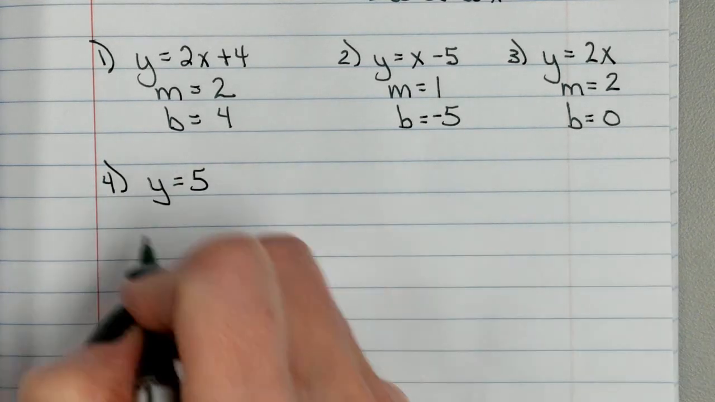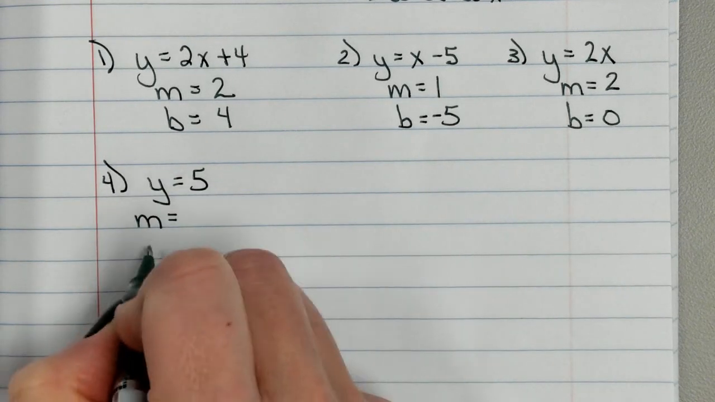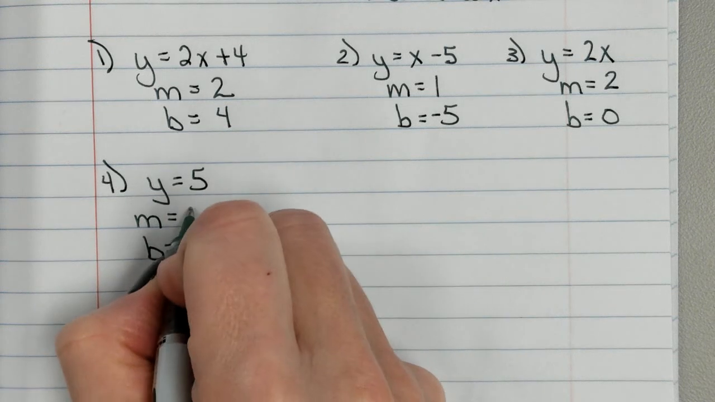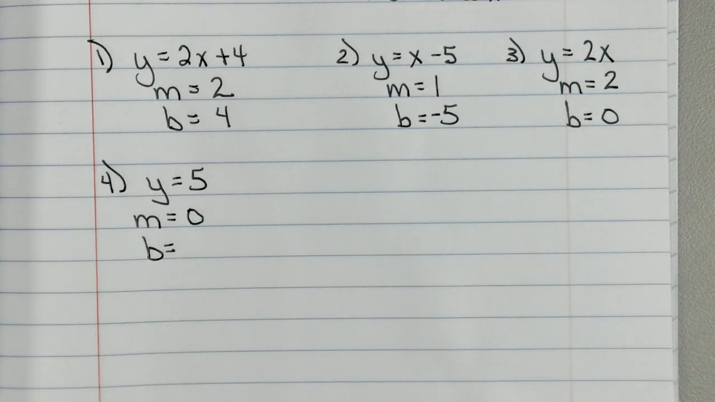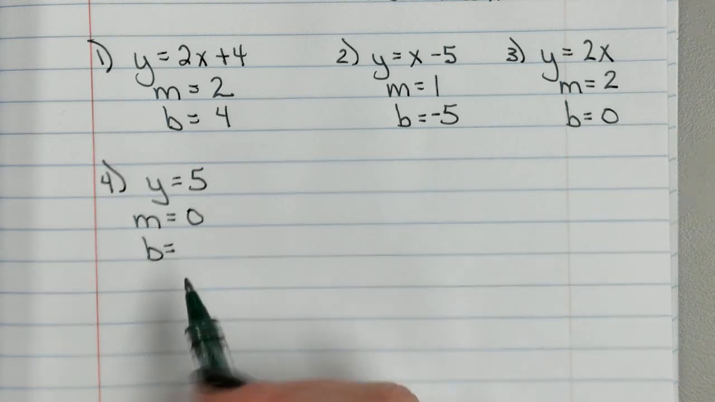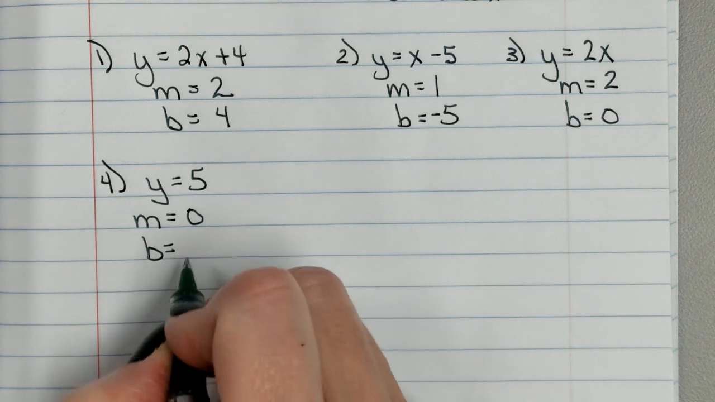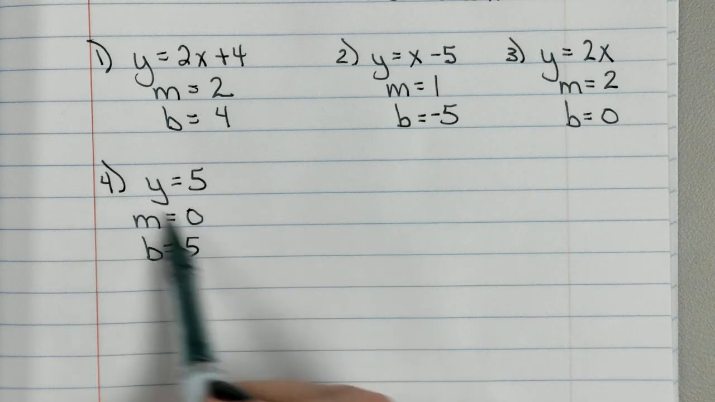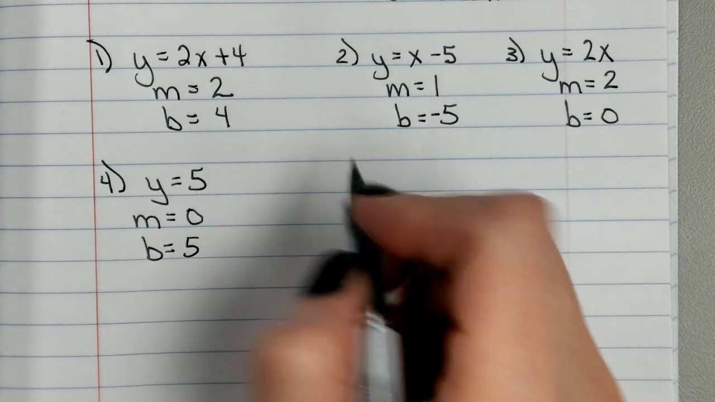Well, what if I had y equals 5? What's my m? 0. Now that's when I've got 0 slope, so there's no rise to it. What's that line going to look like? Yeah, horizontal. It's going to be a flat line. And then what about the b? 5. So it's telling you where on the y-axis that horizontal line is going to hit. So if you don't have an x in the problem, then m is 0.